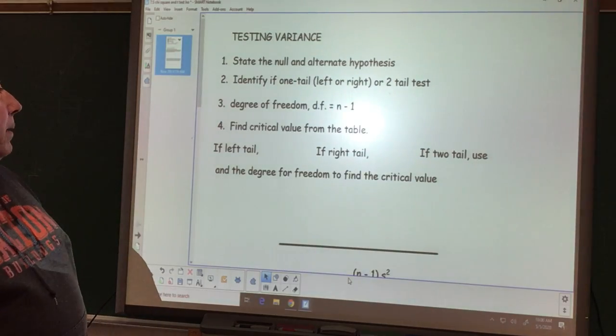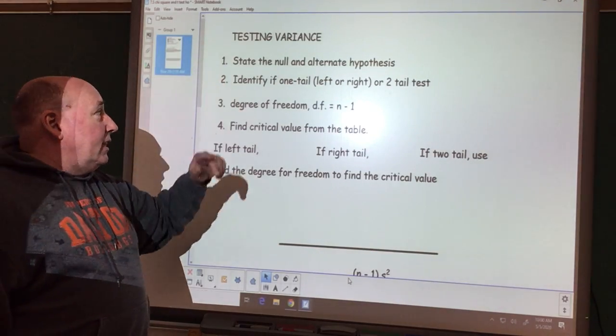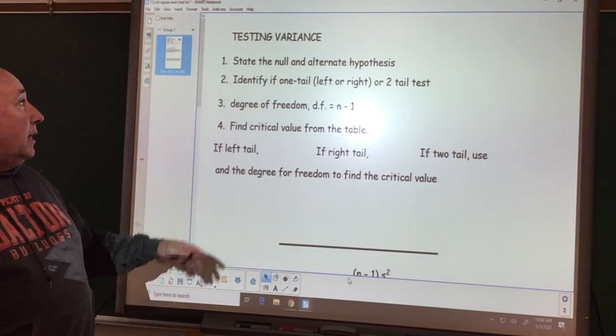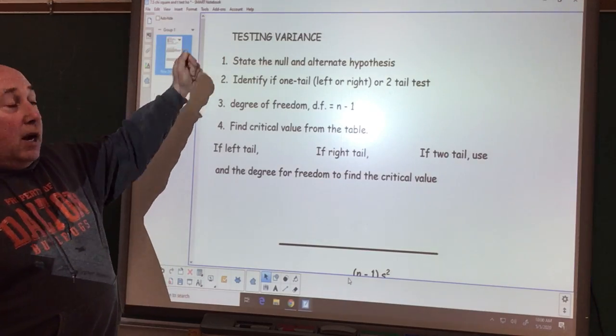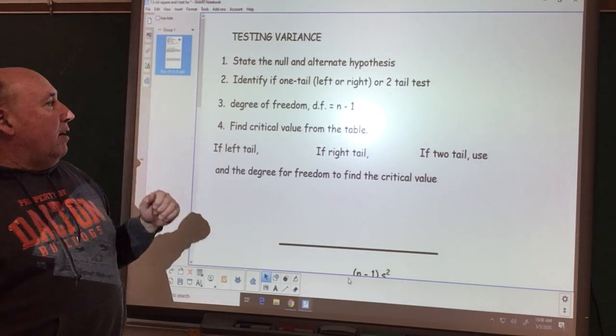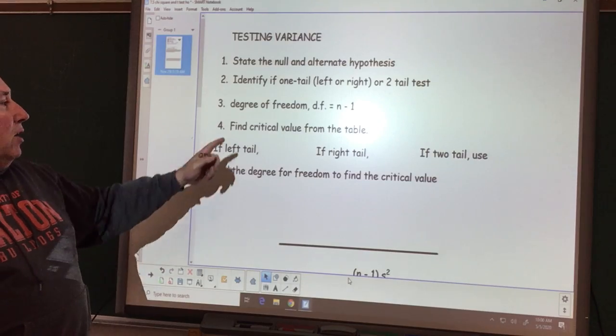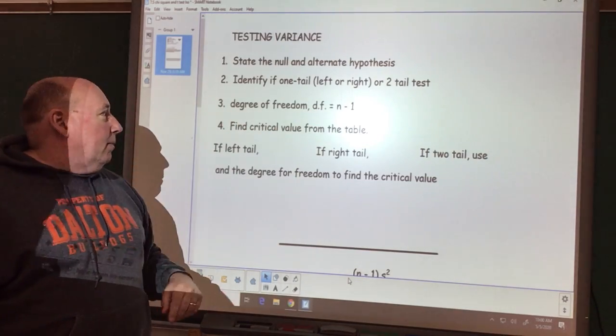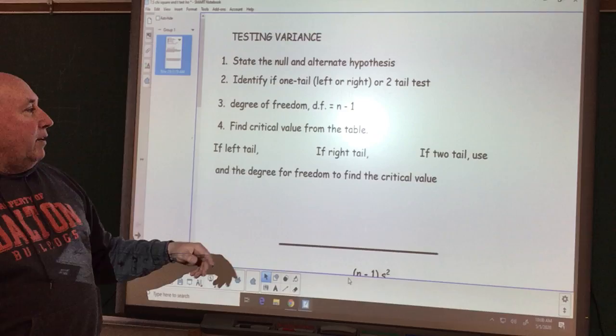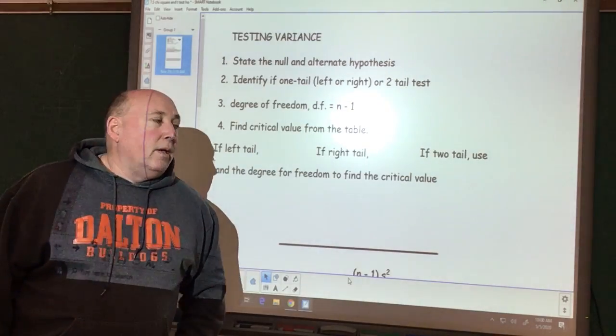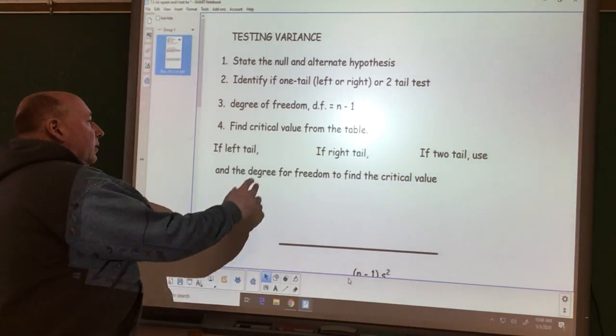Today we'll deal with hypothesis testing, testing for variance and standard deviation. Once again, state the null and alternate hypothesis. Identify if it's one tail or two tail, left or right. We have a degree of freedom of n minus 1. Find our critical values from our table. Okay, critical values.